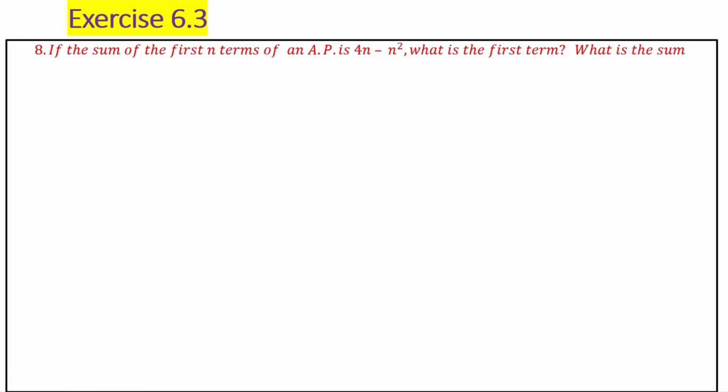If the sum of first n terms of an AP is 4n minus n square, what is the first term? What is the sum of first two terms? What is the second term? Similarly, find the third, 10th and nth terms. All these terms we need to find out.